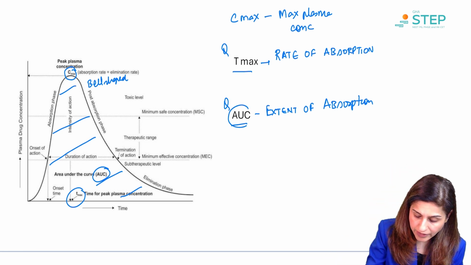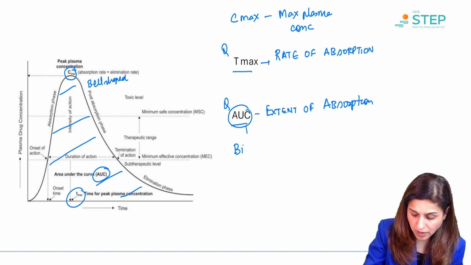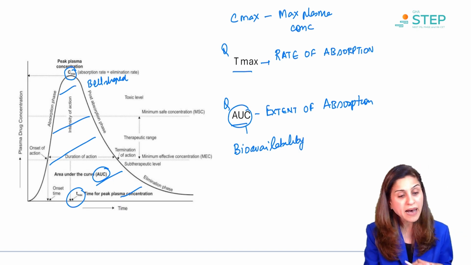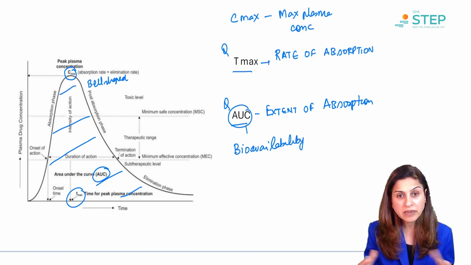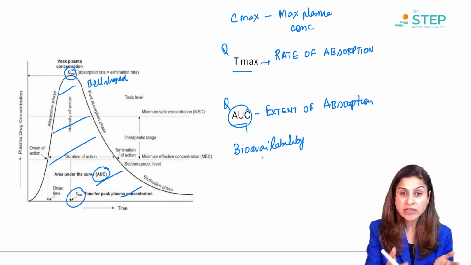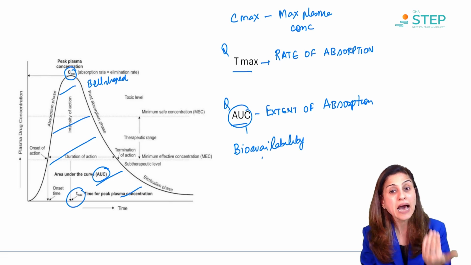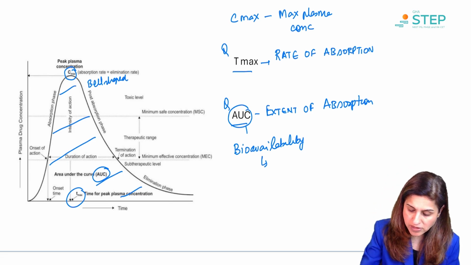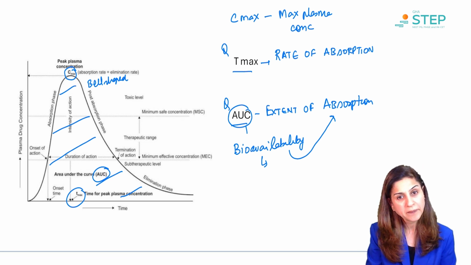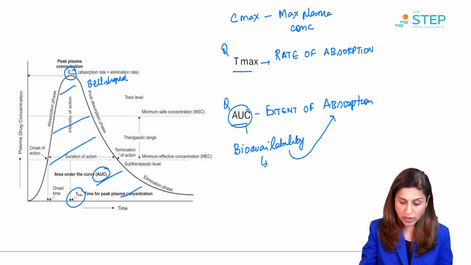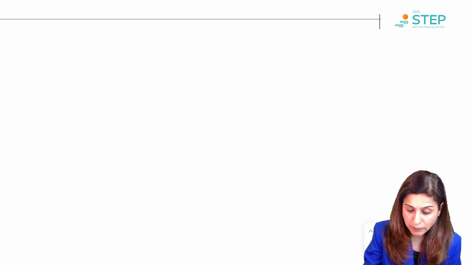Now this area under the curve is also called the bioavailability. And what is bioavailability? It is the fraction of the administered dose of the drug that reaches the systemic circulation in the unchanged form, and this depends upon the absorption of the drug. And how do we calculate bioavailability? There is a formula for it. So how will you calculate bioavailability?